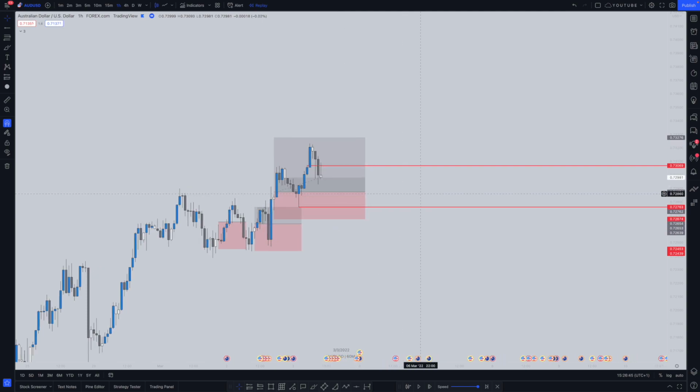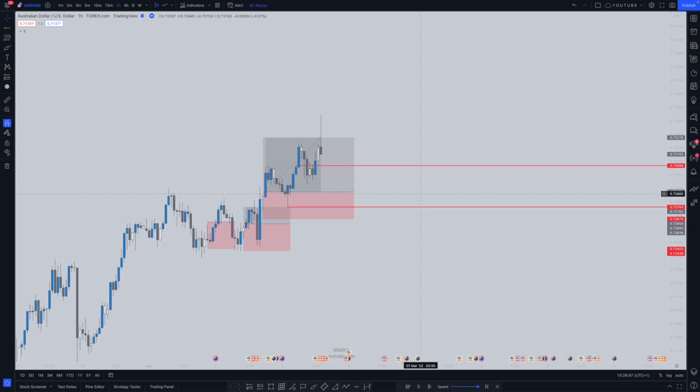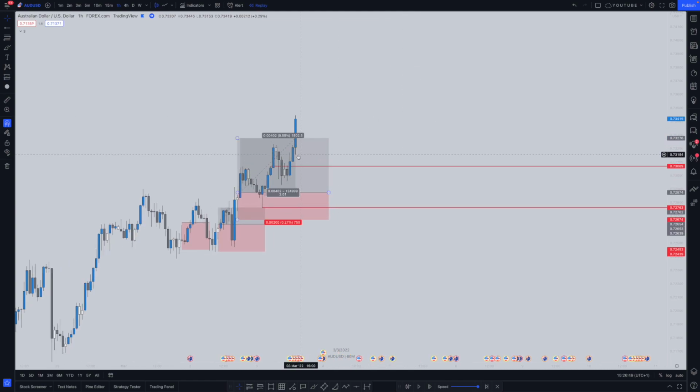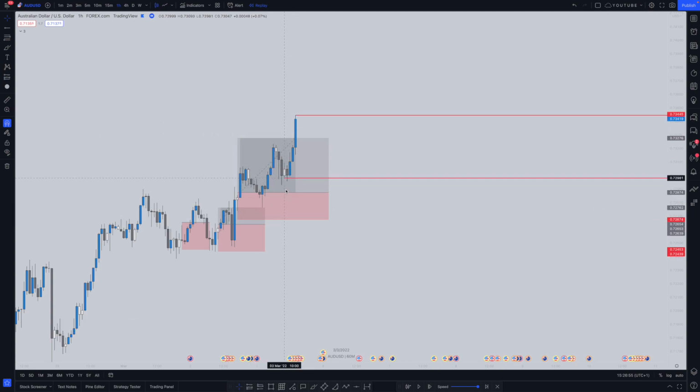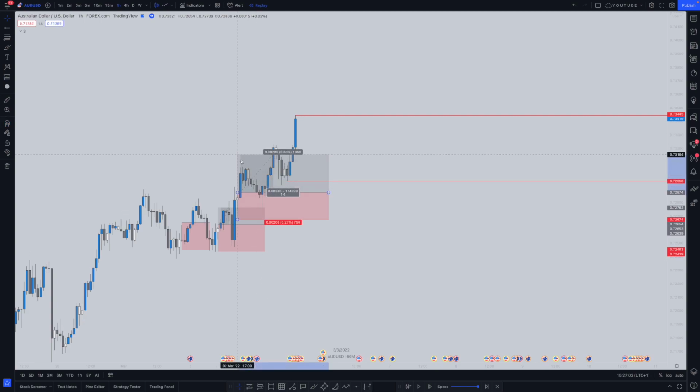So we've had a pullback. Do we break this high, and can we lock in more profits? So we do break this high. So this is now a high. We come down, we trap back, and this is our low right here. So what we can do now is move this second trade into profit.